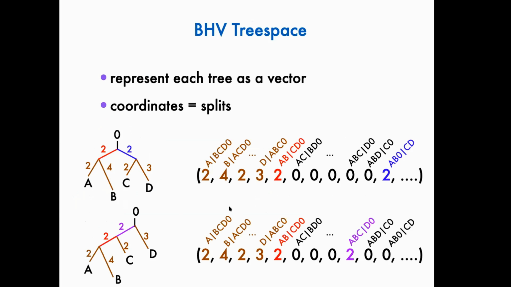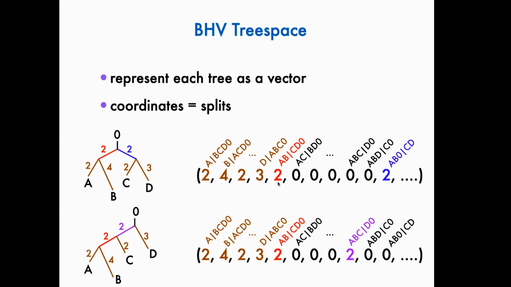So we can represent each tree as a vector, where the coordinates are the possible splits. So for example, first I have all the splits corresponding to the pendant edges, so the edges ending in leaves, right? And then the number here is how long that length is. So the edge with A split off from the rest of the tree has length 2, and so I have a 2 here. Okay, and then I have all other possible splits.